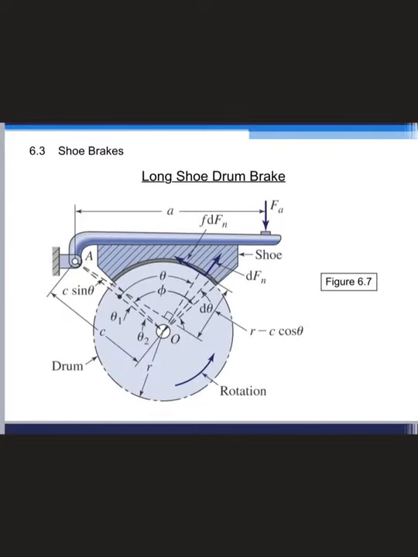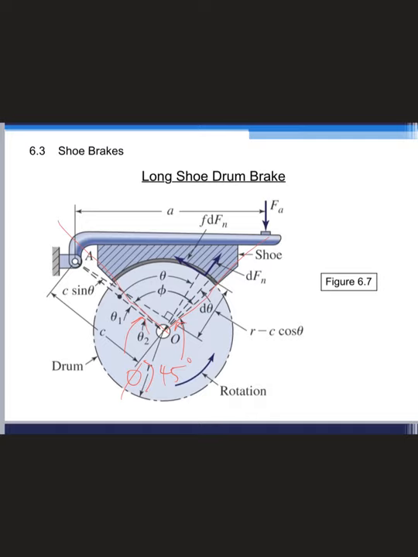Today we will look into chapter 6, brake and clutch, under the subtopic of long shoe brake. One of the characteristics of long shoe drum brake compared to the short shoe drum brake is that the contact angle between the shoe and the drum is more than 45 degrees.